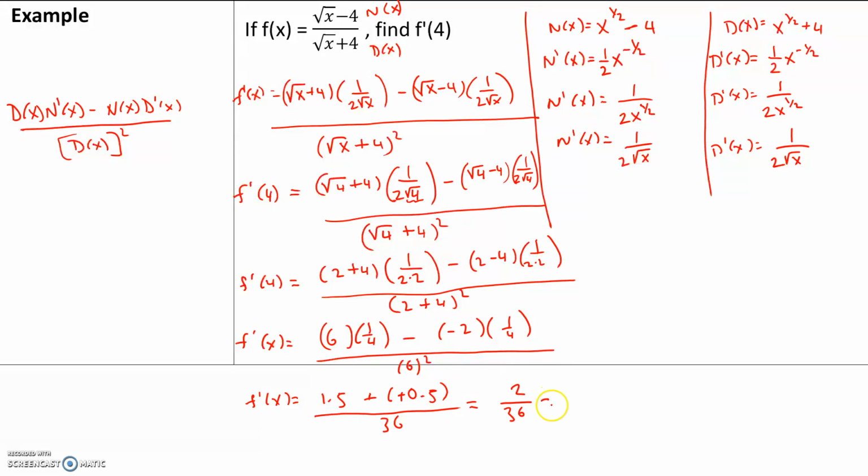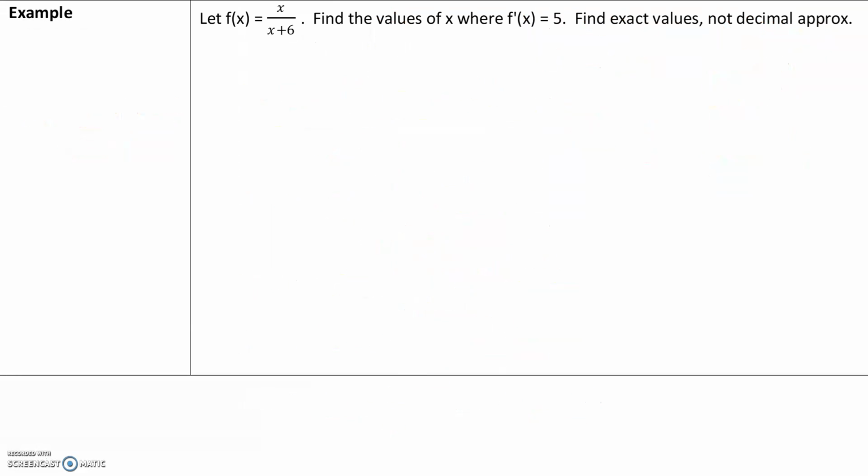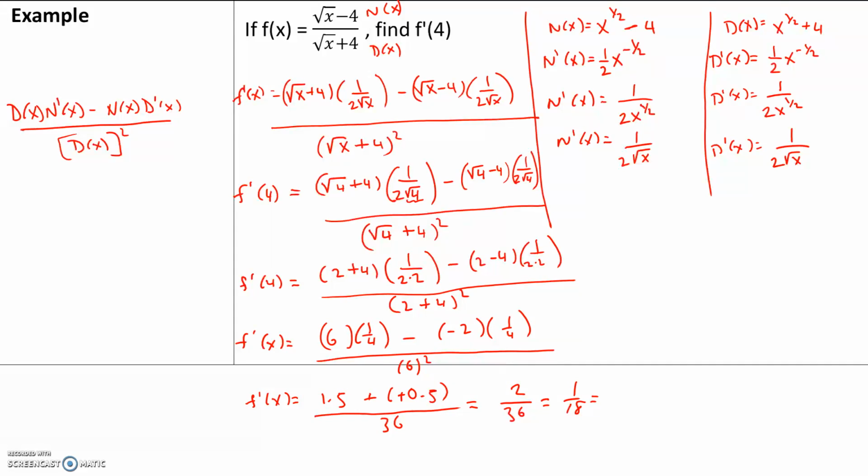So you have two choices. You can reduce this and leave your answer as 1 over 18. Or you can leave your answer in decimal form. So if we take 1 divided by 18, you're going to get 0.0556. And remember to use 4 decimals here.